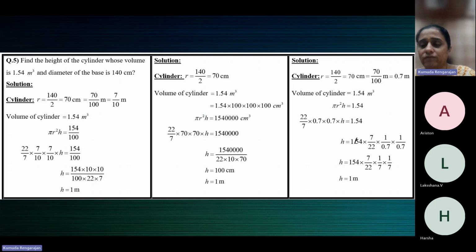In the numerator, 1.54 becomes 154. In the denominator also, 0.7, when the decimal point is shifted here, becomes 7. Then when you simplify, 7 and 7 get cancelled. 22 sevens are 154, 7 ones are 7. So h is equal to 1 meter. Meter because this is in meter cubed and we have this one in meters. So height is 1 meter.